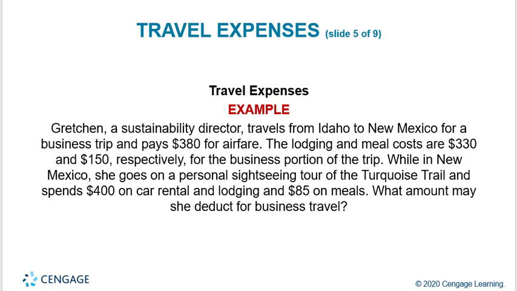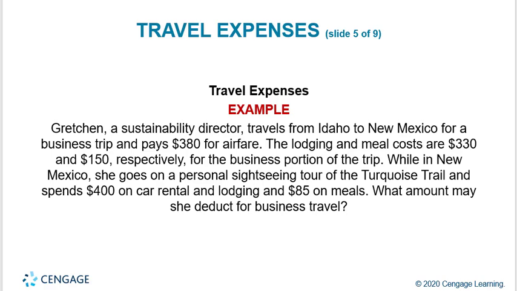So, an example: Gretchen, a sustainability director, travels from Idaho to New Mexico for a business trip and pays $380 for airfare. The lodging and meal costs are $330 and $150 respectively for the business portion of the trip. While in New Mexico, she goes on a personal sightseeing tour of the Turquoise Trail and spends $400 on car rental and lodging and $85 on meals. What amount may she deduct for business travel?